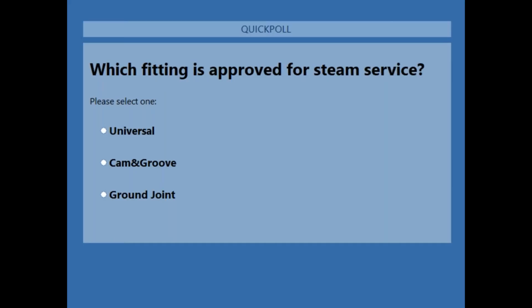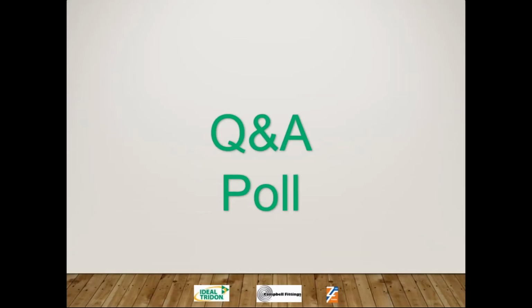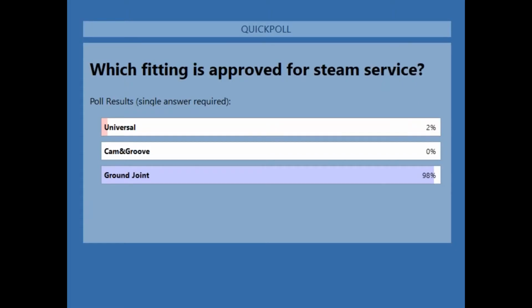And the next poll question. All right, I think we're all good on this one. What fitting is approved for steam service? Only a ground joint fitting, crimp steam type fitting. No cam and groove, no universals are acceptable in a steam application.